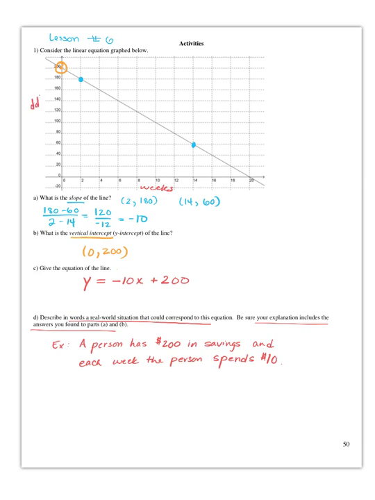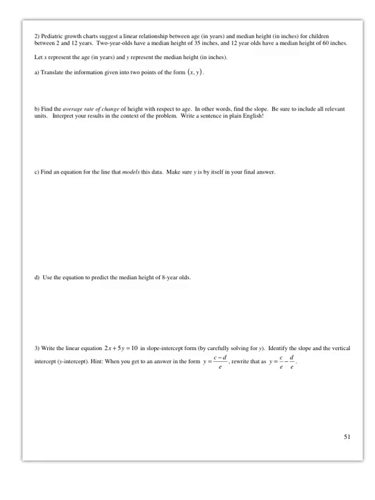So you can see then in our example, our axes would be labeled with weeks as a horizontal axis and dollars as our vertical axis. The next question says, pediatric growth charts suggest a linear relationship between age in years and median height in inches for children between the ages of 2 and 12 years. 2-year-olds have a median height of 35 inches. 12-year-olds have a median height of 60 inches.